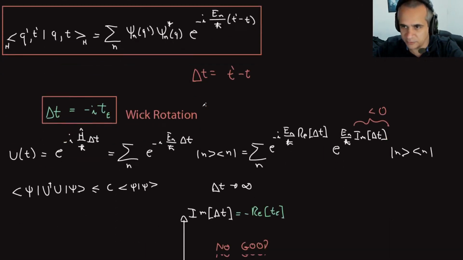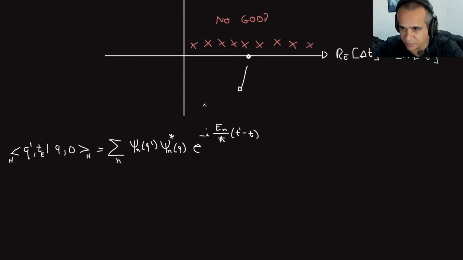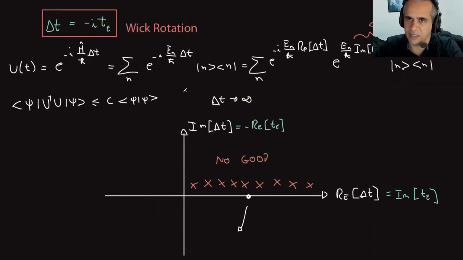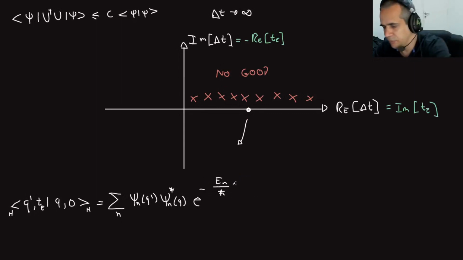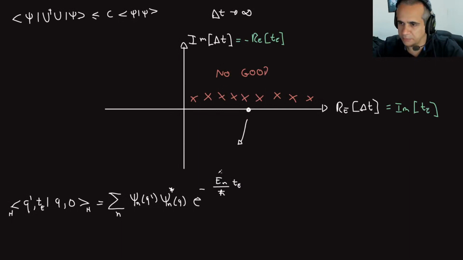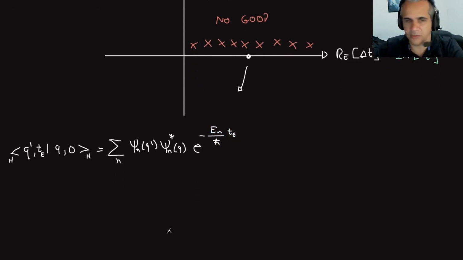So psi star, and here of course that was delta t, and minus i delta t, by this rotation here, is just minus t_E. So I stay with minus t_E right here. So this is the propagator in the Euclidean time.